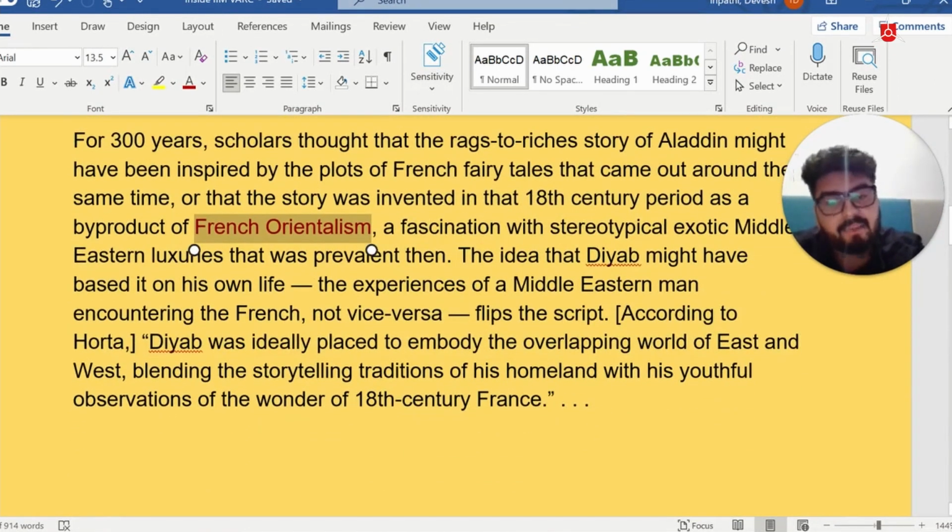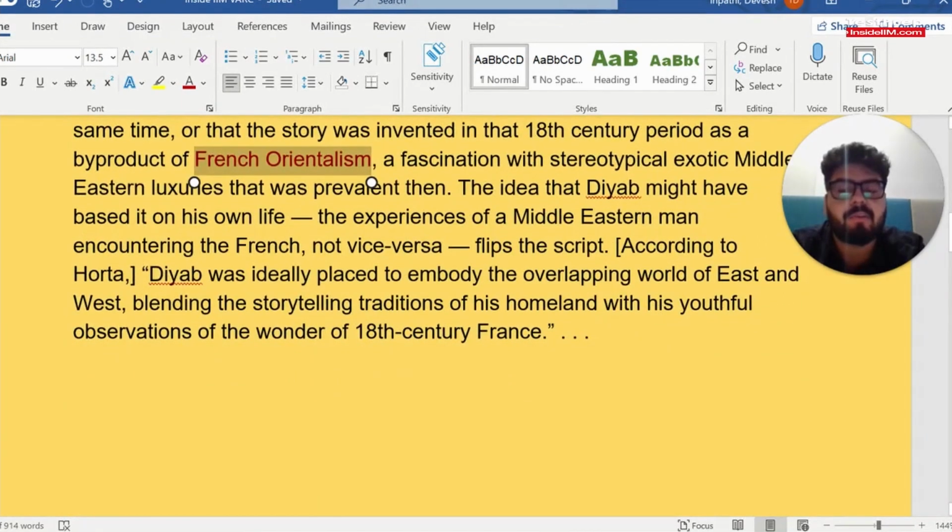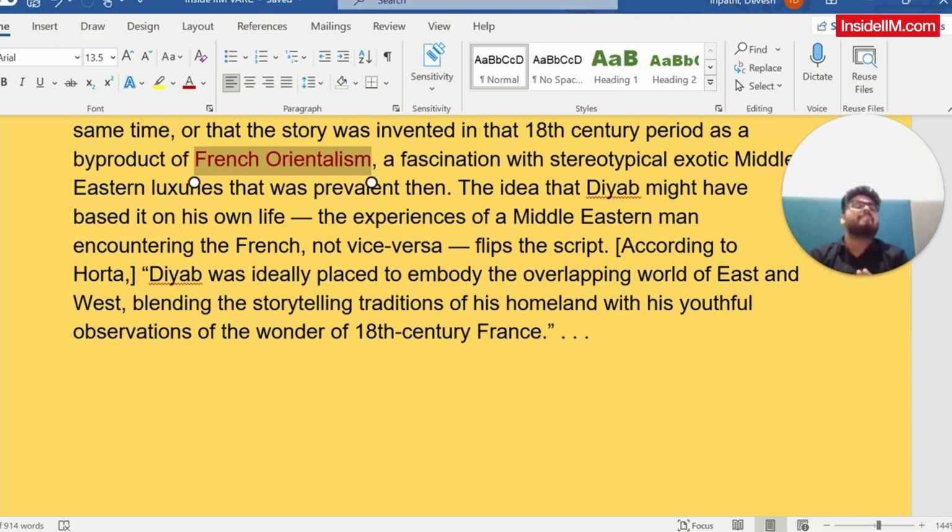Diab was ideally placed, according to Horta, to embody the overlapping world of East and West, blending the storytelling tradition of his homeland with his youthful observation of the wonder of 18th century France. Fabulous. According to Horta, Diab was in the best possible position. Why was he in the best possible position? Because according to him, he would have seen the best and worst of both worlds. And when I say both worlds, I mean the East and the West. And by his youthful observation, he would have been able to grasp it powerfully and even better, and would have been able to better reproduce it. Okay.